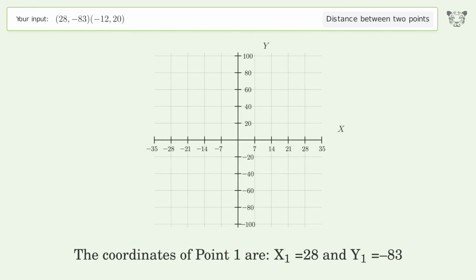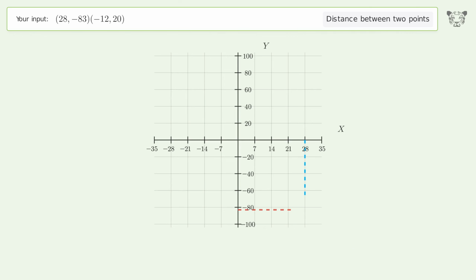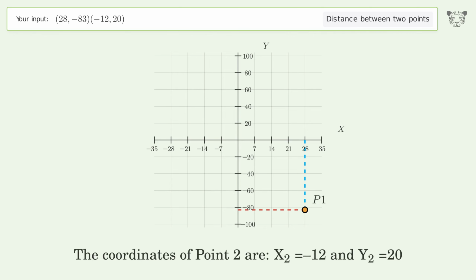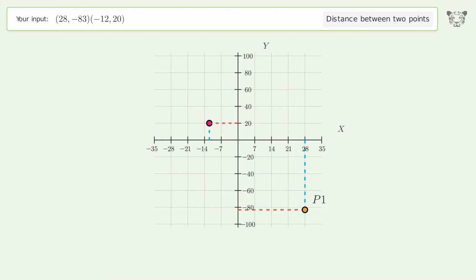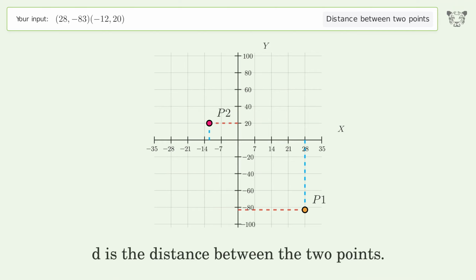The coordinates of point 1 are x1 equals 28 and y1 equals negative 83. The coordinates of point 2 are x2 equals negative 12 and y2 equals 20. D is the distance between the 2 points.